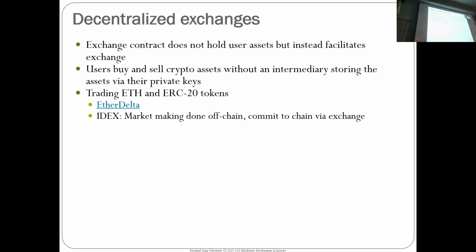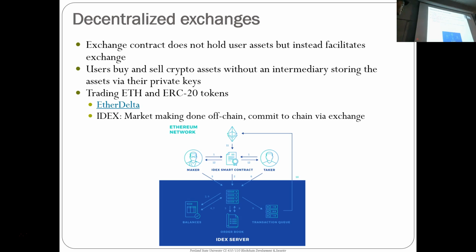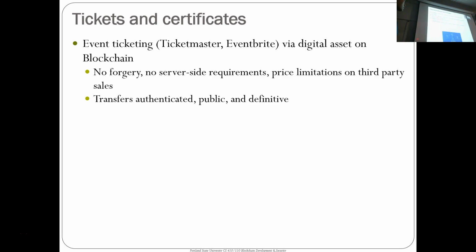So here are some examples of this: EtherDelta and IDEX for trading ETH and ERC20 tokens. This is a picture of it. On the off-chain side, you're going to keep balances and take orders and be able to match them off-chain. And then when you have something that needs to be exchanged, the users, the maker and the taker, will interact with that contract to do the actual exchange. And I don't have to have that user's private key necessarily to do that.